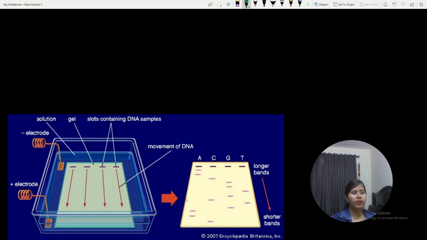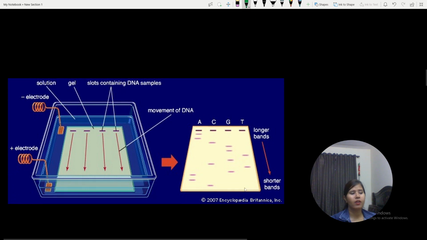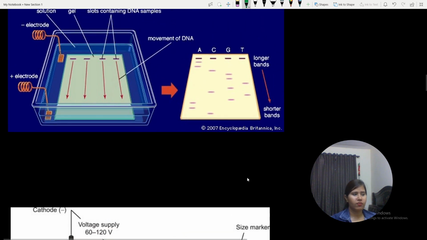And finally you are getting a kind of chart, although it is not actually a chart, it is a supportive media where you are getting bands. This lane represents adenine, this lane represents cytosine, this lane represents guanine, and this is for thymine, this is for adenine. Longer bands are present near the wells and shorter bands are present away from the wells, right?